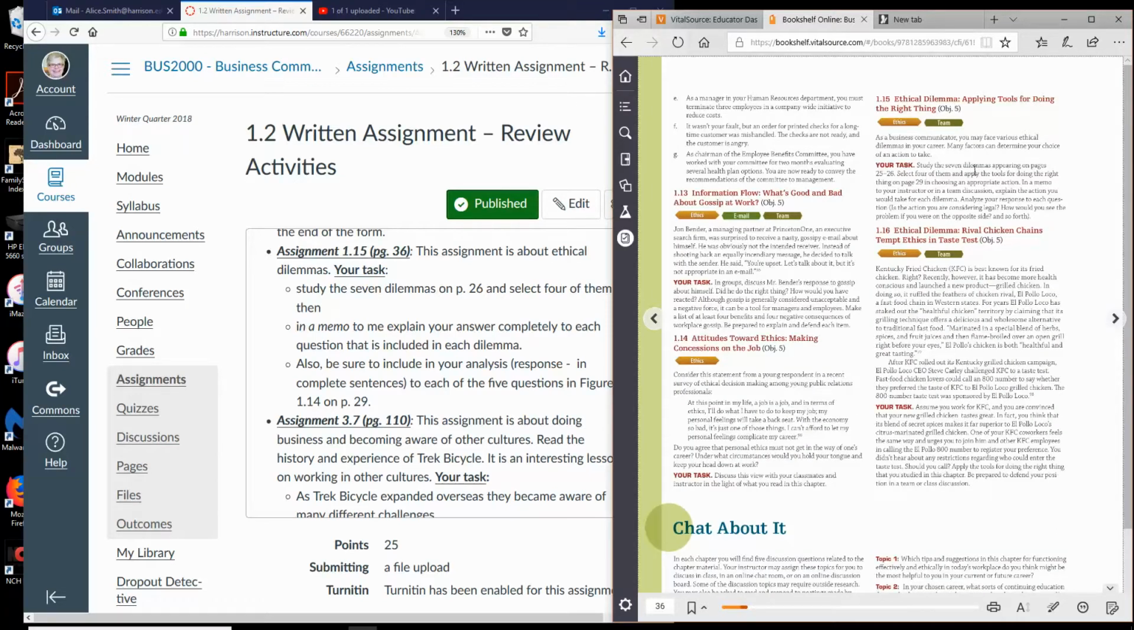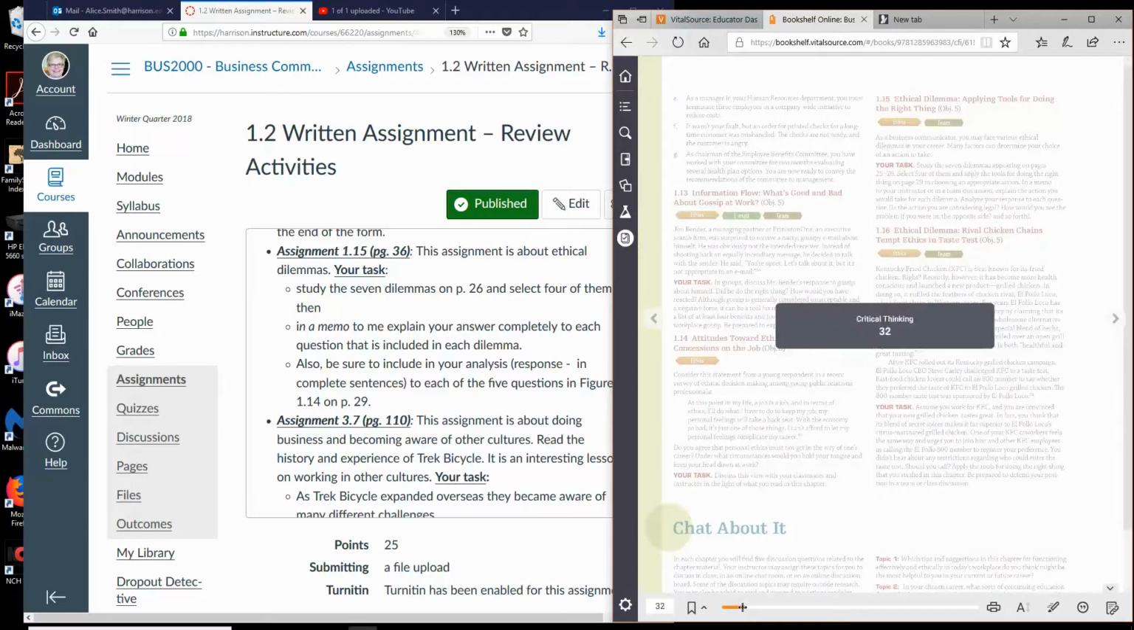All right, your task, study the 7 dilemmas appearing on pages 25 through 26. Select 4 of them and apply the tools for doing the right thing on page 29 and choose an appropriate reaction. See, I didn't say that, so go down here, I did. In a memo to your instructor, explain the action you would take for each dilemma. Analyze your response to each question. How would you see the problem if you were on the opposite side, that type of thing. So we need pages 25, 26, and page 29. And then we're through right now with this one.